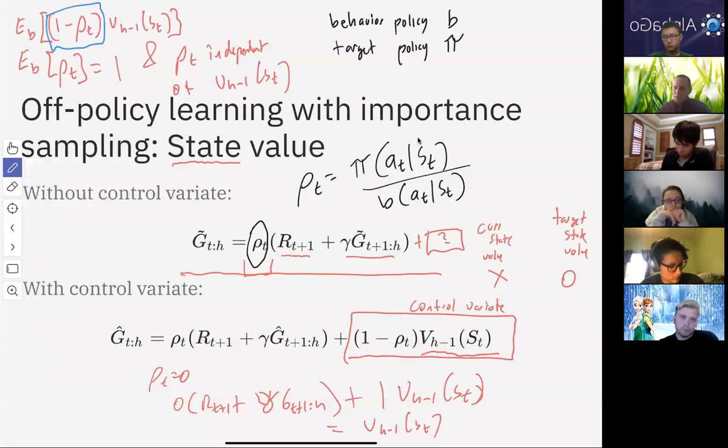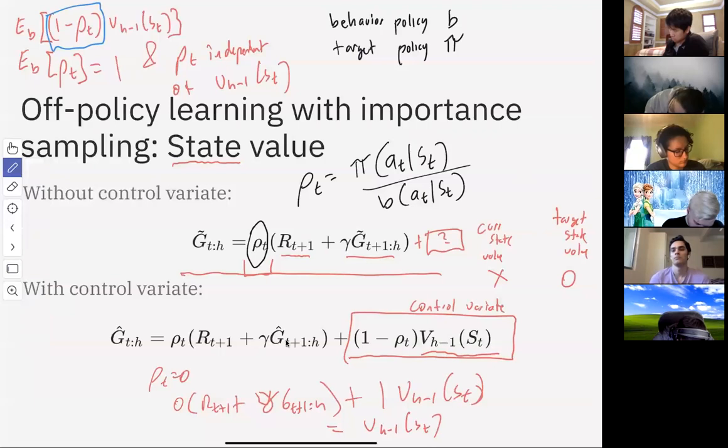Okay? So that's why it's fair to go ahead and add this control variate, because the expected value is going to be 0. So it's not going to adjust the bias at all. It's just going to change the variance, reduce the variance. Questions on that topic? Okay.